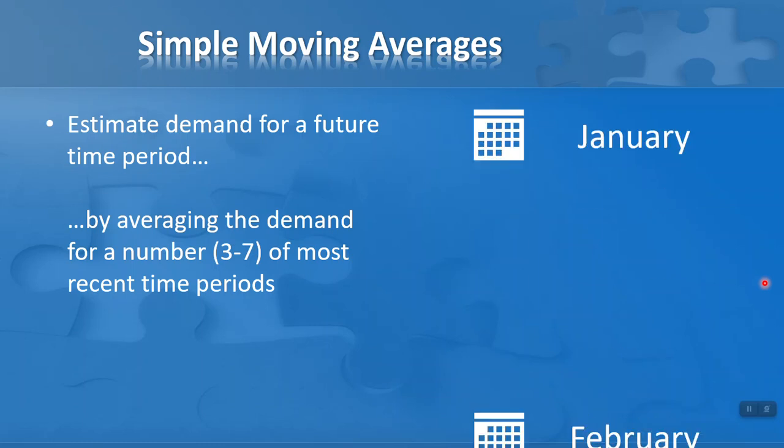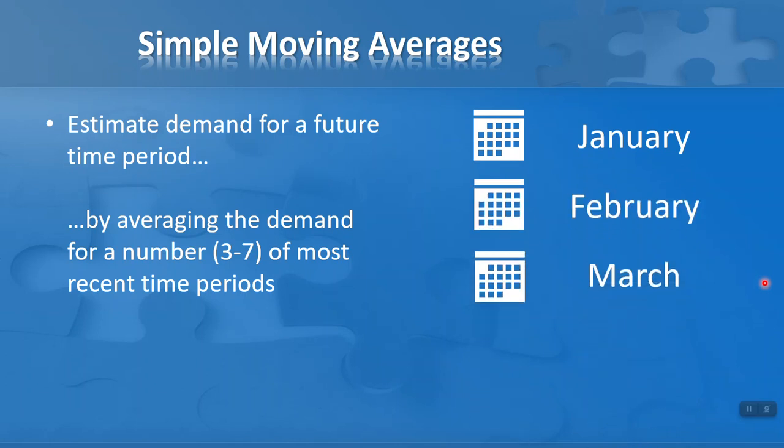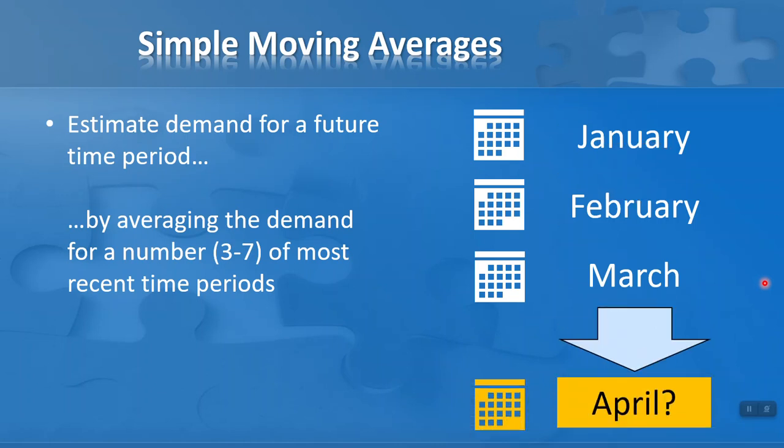So for example, let's say I've got actual data for January, February and March. This could be sales figures or stock levels or whatever. And I'd like to be able to use these figures to predict, well, what stock levels am I going to need for April, or what sales figures can I expect to get in April? And can I use these three time periods here? And the answer is, with simple moving averages, yes. So let's take a look at how that's done.